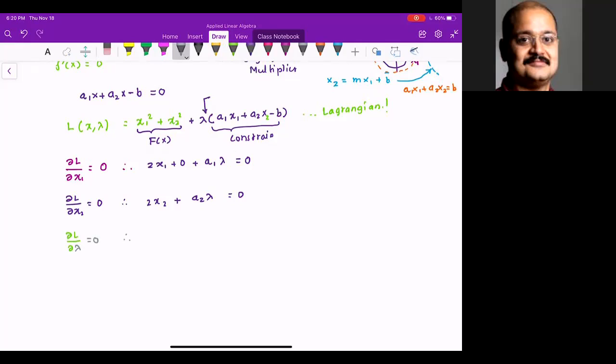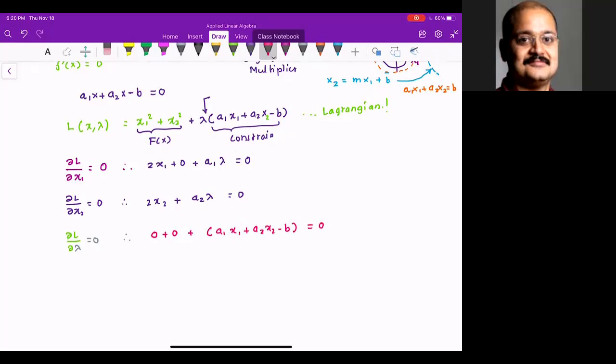And why is this required? Because please understand, right now there are 3 variables: x1, x2, and lambda. To find 3 variables, we need 3 equations. And once we take these partial derivatives, we got 3 equations. So this will be 0, 0 plus a1 x1 plus a2 x2 minus b is equal to 0. Do you agree with me?